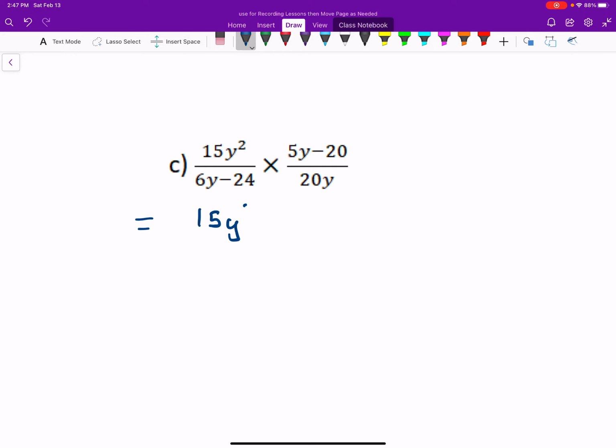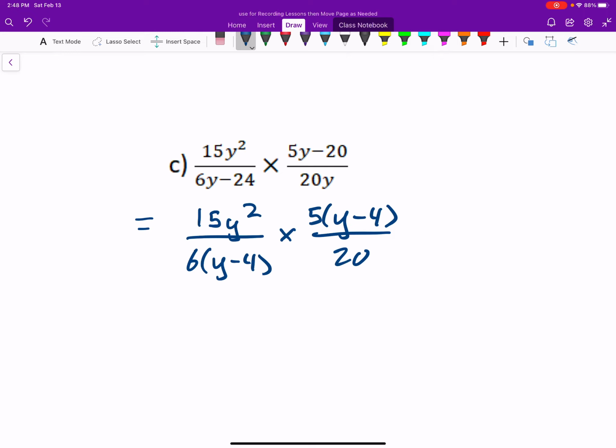So I leave the 15y squared, but on the bottom, I can common factor out a 6, leaving me with y minus 4. On the top here, I can common factor out a 5, and I've got y minus 4 in the brackets again. Bottom can't be factored.